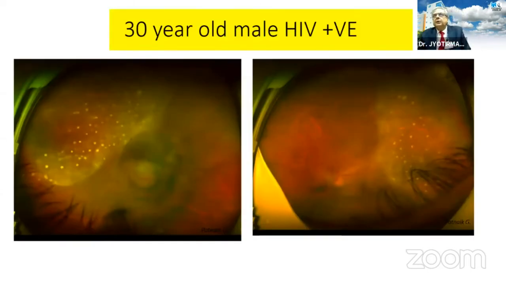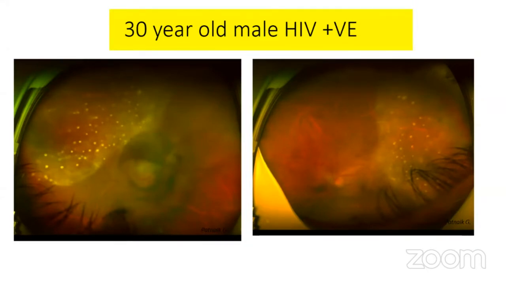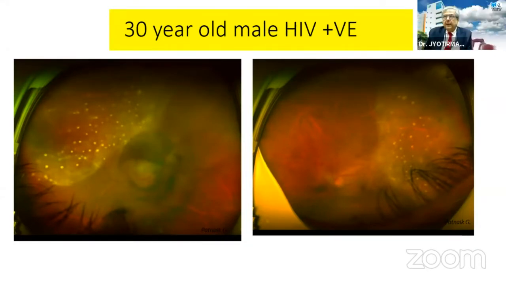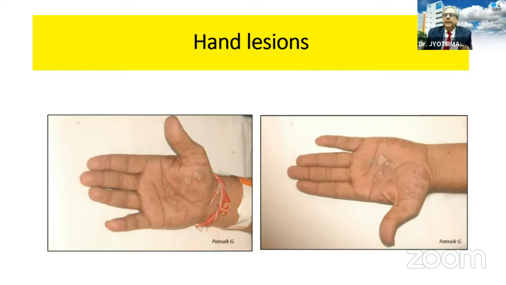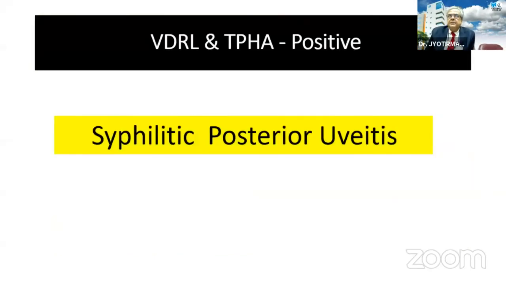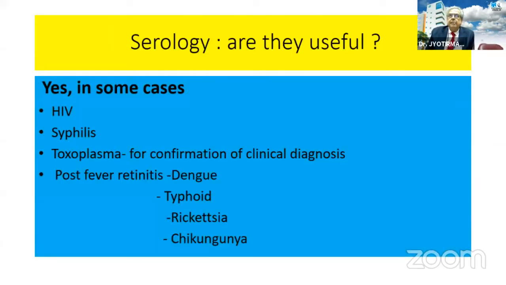This is a 30-year-old male HIV positive patient, and you have seen the retinitis with subretinal deposits. In the hand, you can see lesions on the palm, and these lesions are syphilitic rashes. This patient indeed had VDRL and TPHA positive, and the patient has syphilitic uveitis. So simple clinical examination of the whole patient helps us to make a diagnosis.